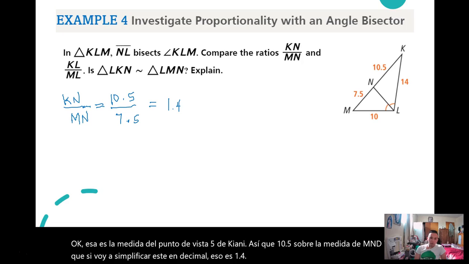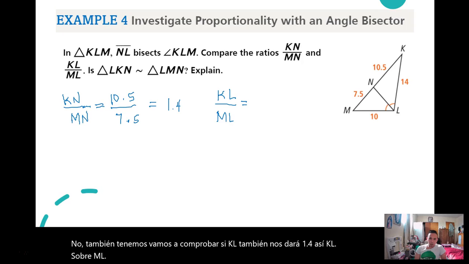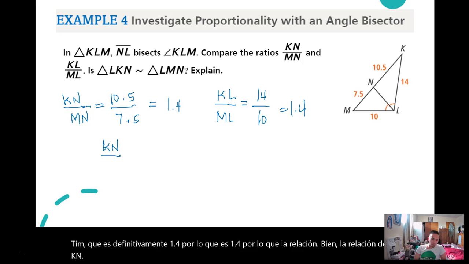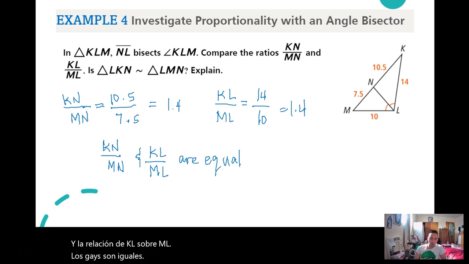Now, let's check if KL over ML will also give us 1.4. KL is 14 and ML is 10, which is definitely 1.4. So the ratio of KN over MN and the ratio of KL over ML are equal.